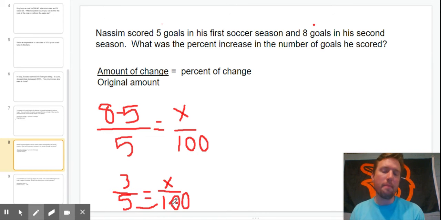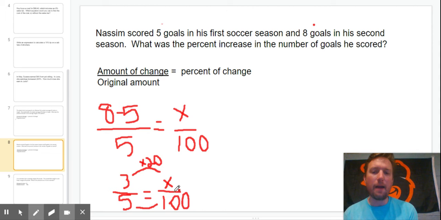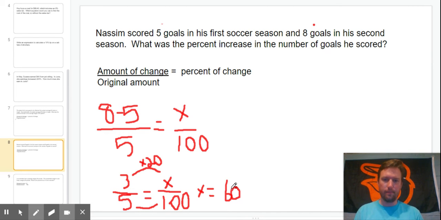5 can become 100 by multiplying it by 20. So if I'm multiplying 5 by 20 to become 100, I have to do the same thing to my numerator. I take 3 times 20. 20 is because 5 times 20 gives me 100. 3 times 20 gives me, that's right, 60. So X equals 60.